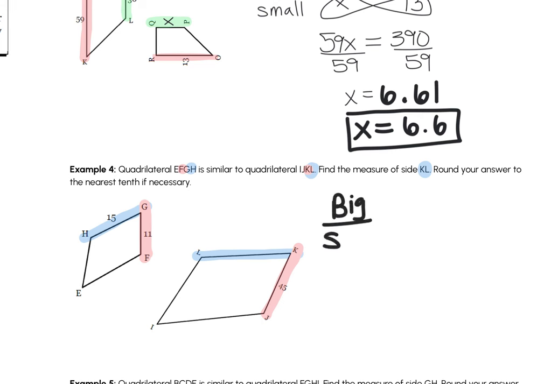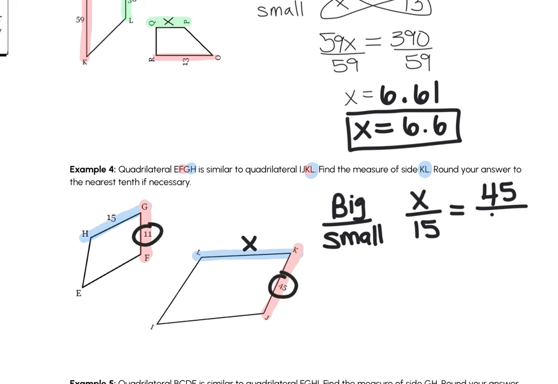So again, I'm going to look at the big shape versus the small shape. My large shape, if I'm starting with the blue highlights, I do not know the length of side KL. I labeled that an X, and that corresponds with 15. Then on the other side, the sides that I do know. I know in my big shape I've got 45, and that corresponds with 11. So then we cross multiply on both sides.